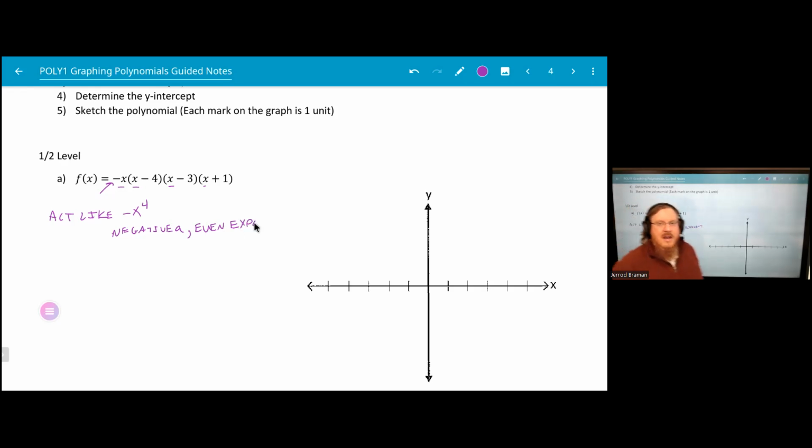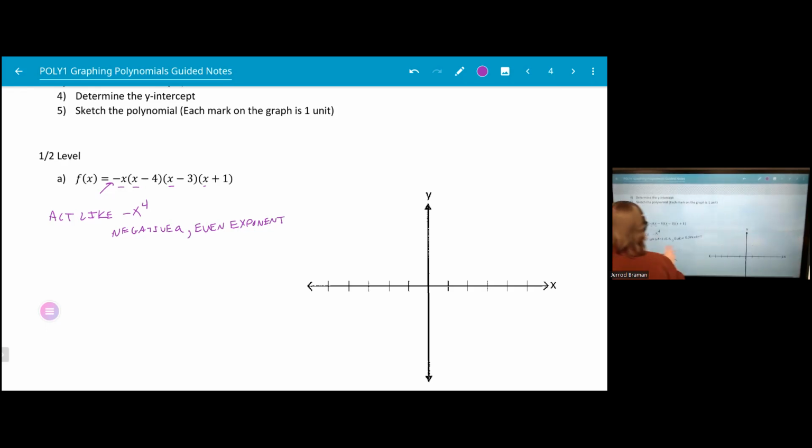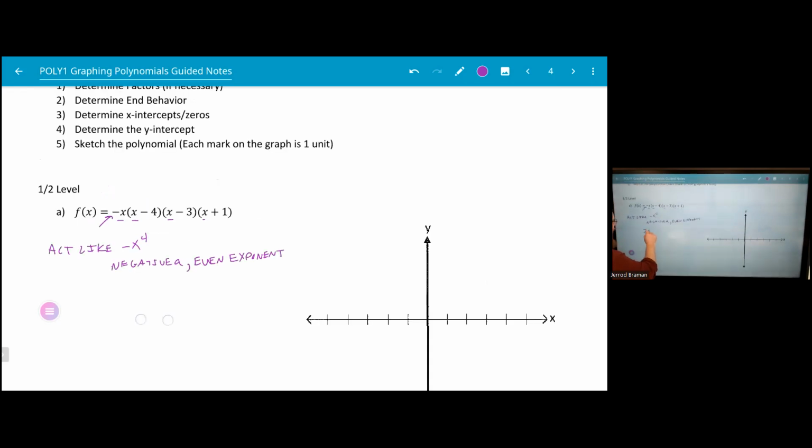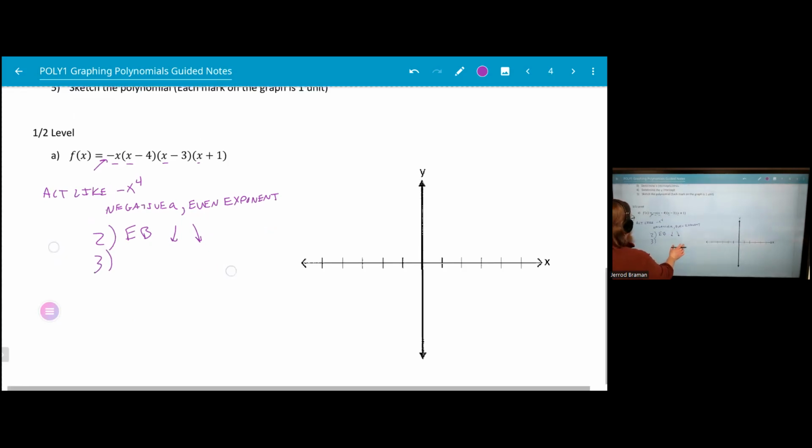Well, we know if you've got a negative a and an even exponent, our end behavior is down and down, which is interesting because I believe that's number 2. What's end behavior? Our end behavior, our EB, is down and down. It'll be down on the left, down on the right, because we have a negative a and an even exponent.